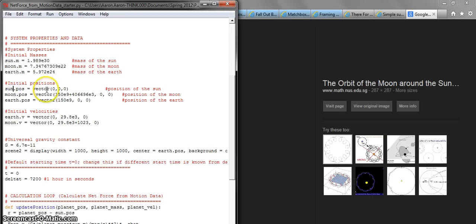I put the sun in the center and found the distance of the moon and the Earth away from the sun, and set that as the initial position along the x-axis. I also found the initial velocity of the Earth. Actually, in order to find the initial position of the moon, I found the distance of the moon from the Earth and added that to the distance of the Earth from the sun.